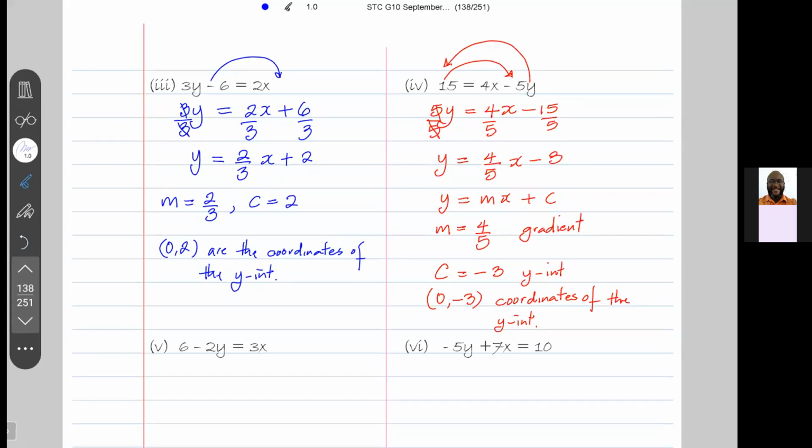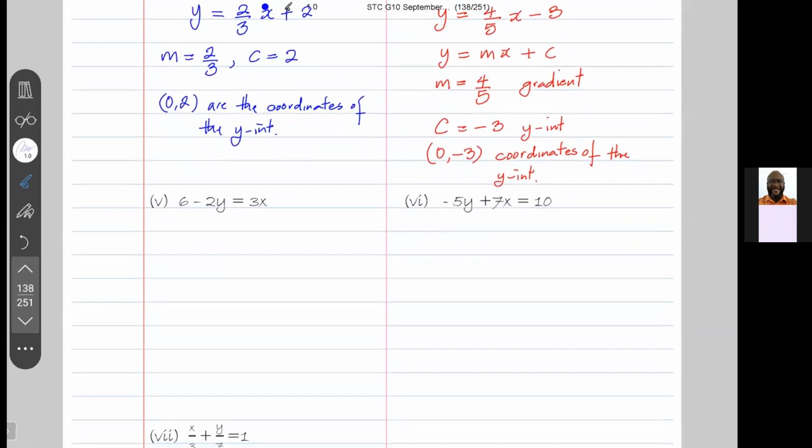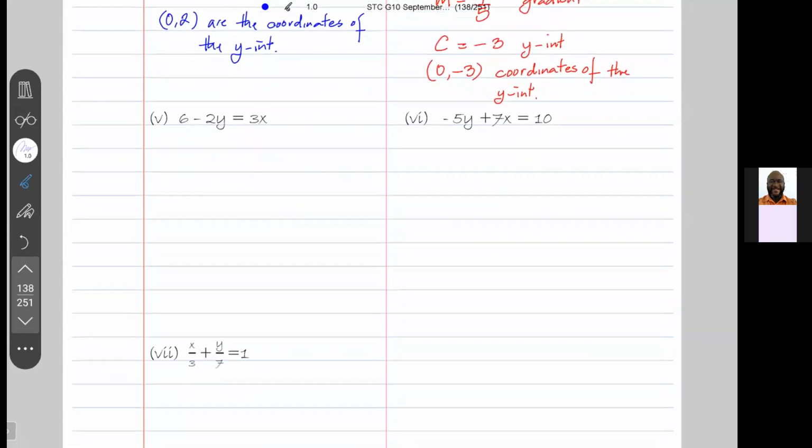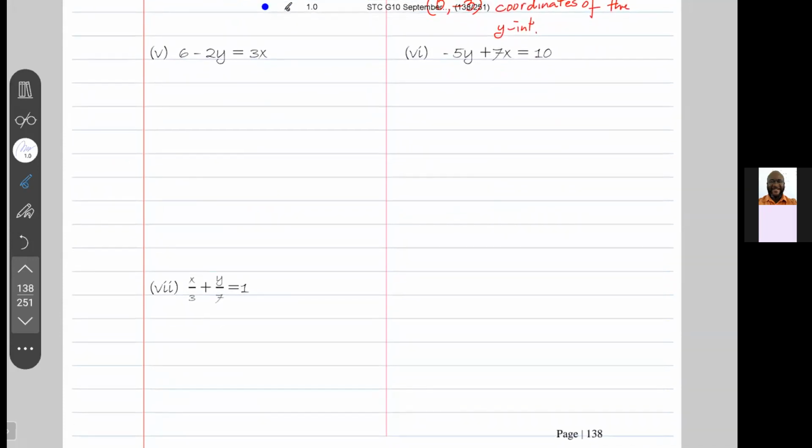All right, very quickly, guys, do V and VI. Very quickly, do V and VI, then I will do VII. Do V and VI and type your answers in the chat.